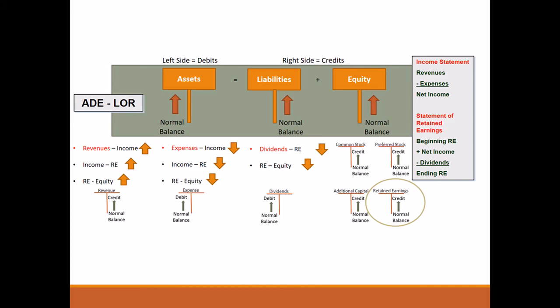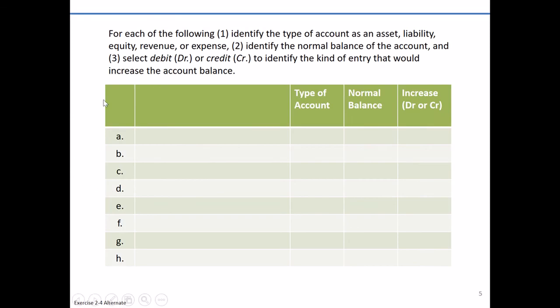So hopefully, for those that reviewed this part, it helps you out a little bit with the rules of debit and credit. We're going to go ahead and jump into our problem next, and it's asking us to identify what type of account this particular account is, whether an asset, liability, equity, revenue, or expense, what its normal balance is, meaning is it a debit or credit, and whether a debit or credit is going to increase this particular account.